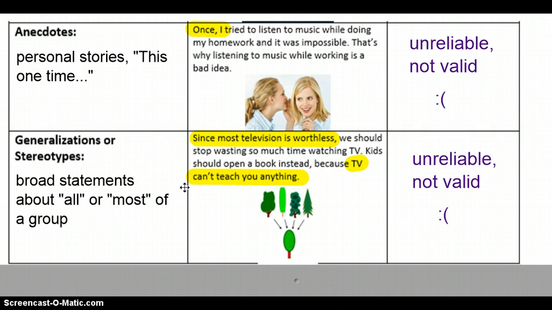Lastly, generalizations or stereotypes. Generalization starts with the word general, which means large or broad. So these are broad statements about all or most of a group. For example, since most television is worthless, we should stop wasting so much time watching TV. Kids should open a book instead because TV can't teach you anything. Words like "most television" and "TV can't teach you anything," those are very general. There's some TV out there that's super educational. So that's why this is a generalization or a stereotype about television. These are unreliable and they are not valid.